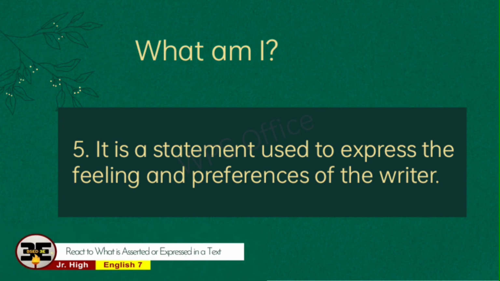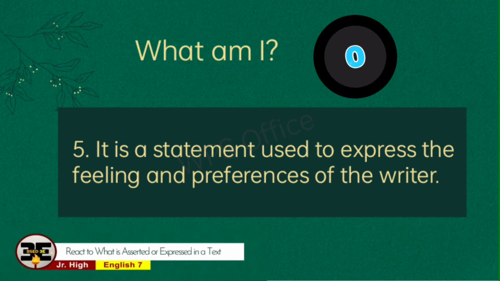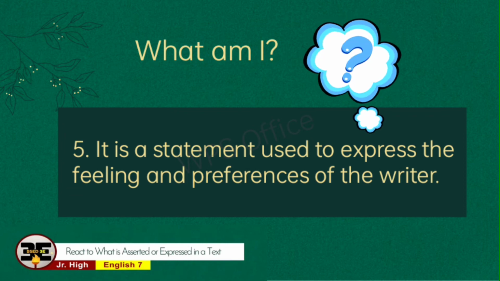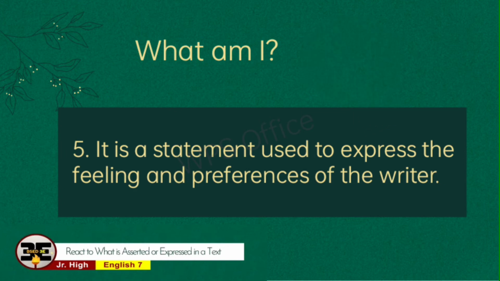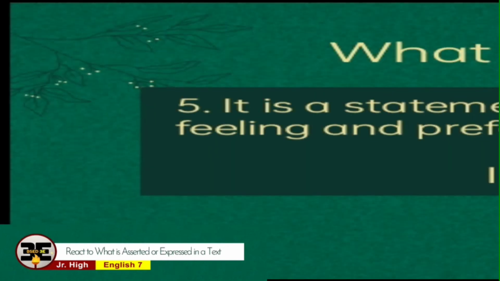Number 5. It is a statement used to express the feeling and preferences of the writer. What do you think is being described here? What's your answer, class? Amazing! The answer is I-language assertion.